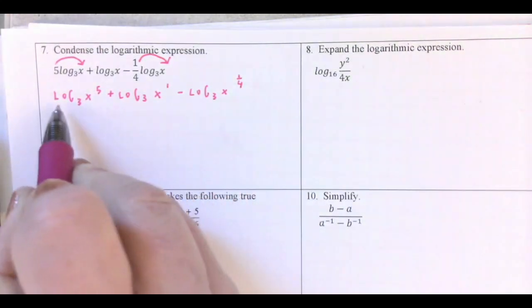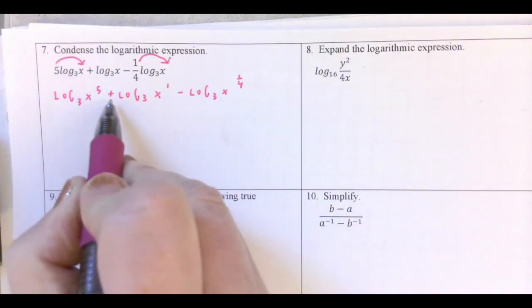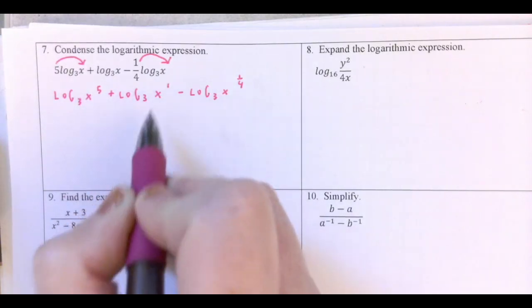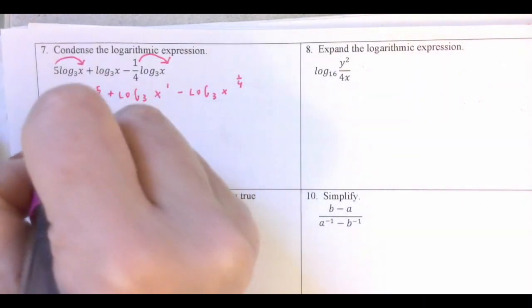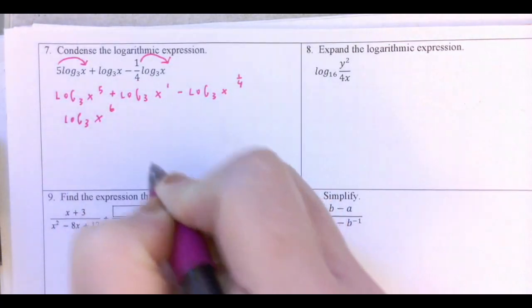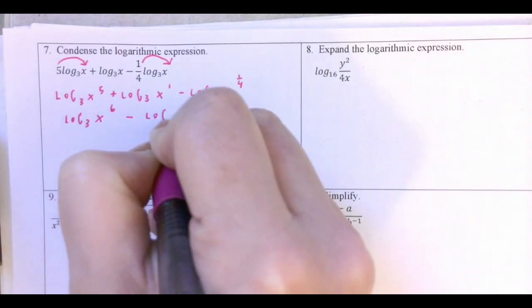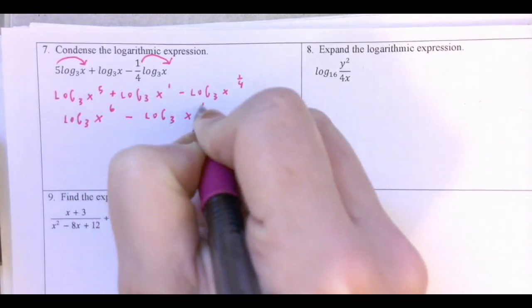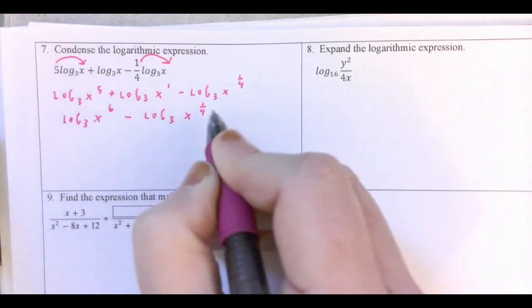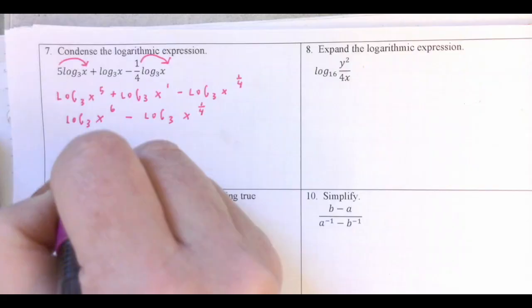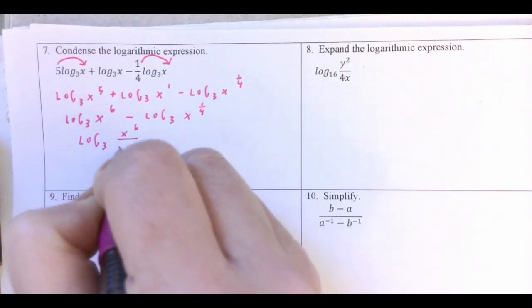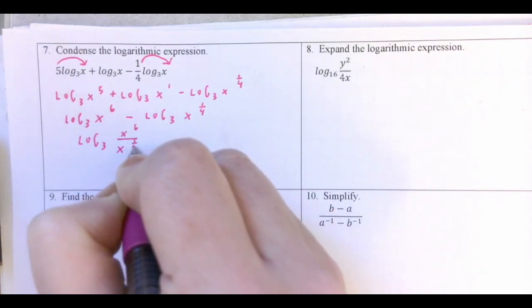Okay, so if I fuse these two together, right, they're joined by addition, so I can multiply the x to the 5th times x to the 1st, which gets me x to the 6th. So log base 3 of x to the 6th minus log base 3 of x to the 1/4. So if I want to join these together, then I'm going to take these two arguments and I'm going to divide them. So log base 3 of x to the 6th over x to the 1/4.